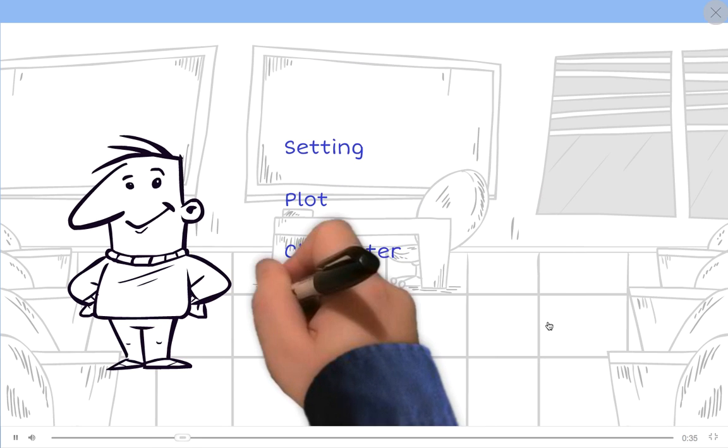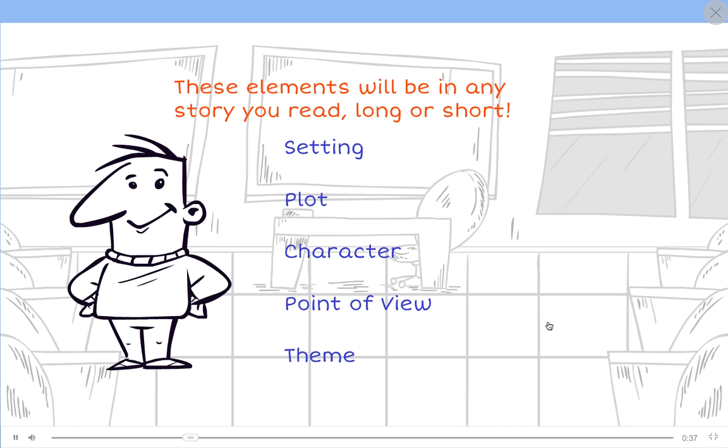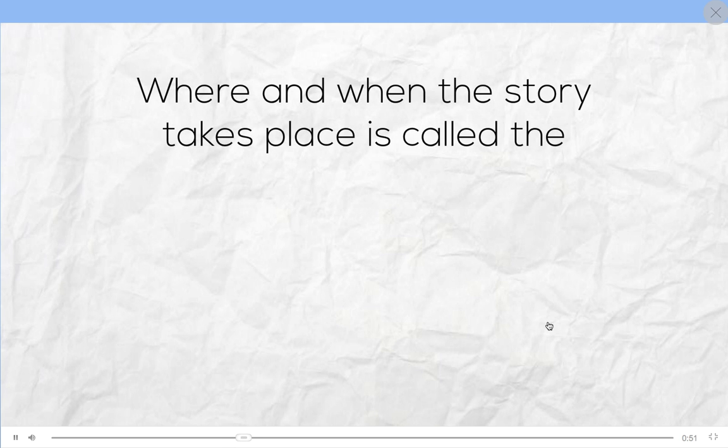The elements are setting, plot, character, point of view, and theme. And these elements are found in any piece of literature that you read. So it's really just about how the author uses these elements and makes them interact with each other that makes each story unique. And that's what we're going to spend a lot of time studying.